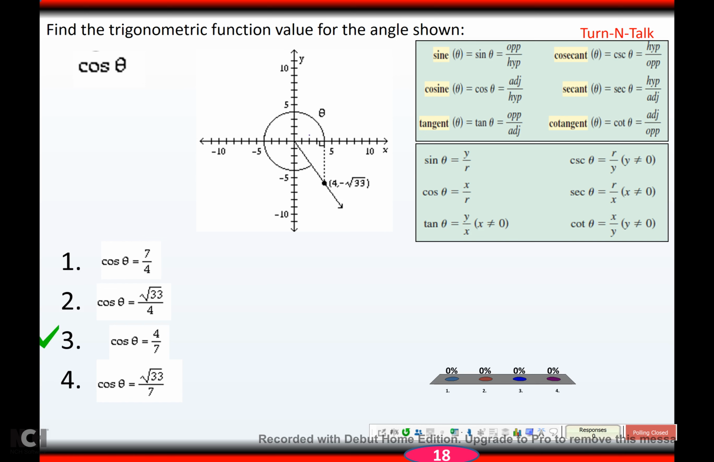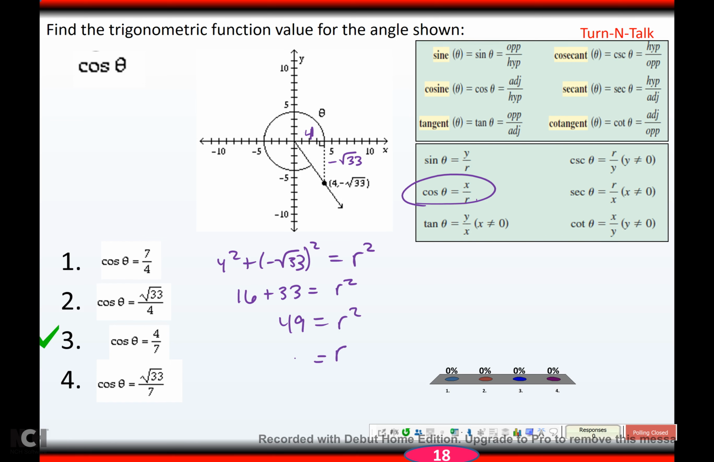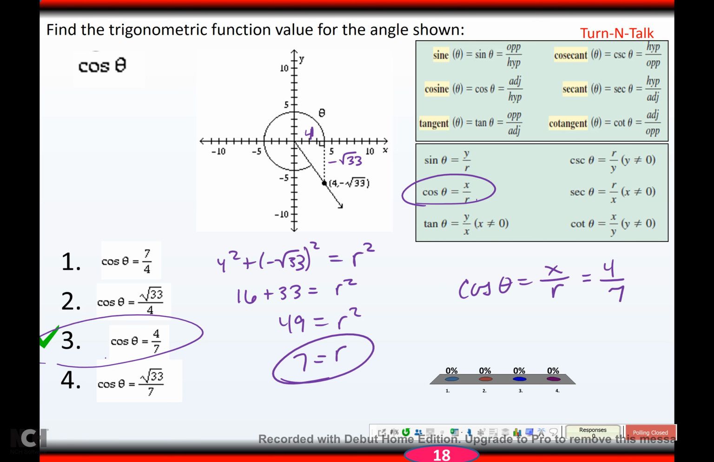Alright, so here we would have this leg is 4. This leg is the negative square root of 33. We do need the hypotenuse for cosine, or the radius, so leg squared plus leg squared equals radius squared. That's going to be 16 plus 33 equals radius squared. And that's going to be 49 equals radius squared, so radius equals 7. So for cosine, I need x over radius. My x coordinate was 4 and my radius was 7. Yeah?